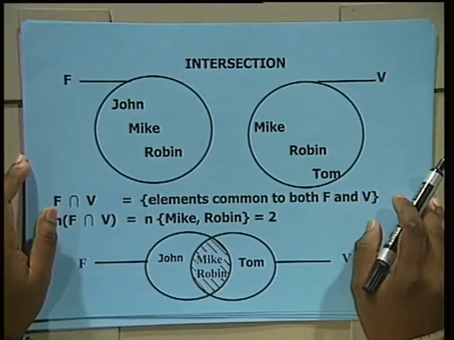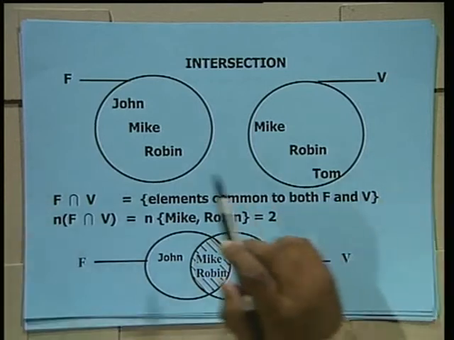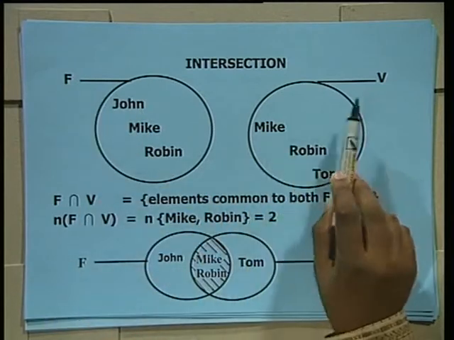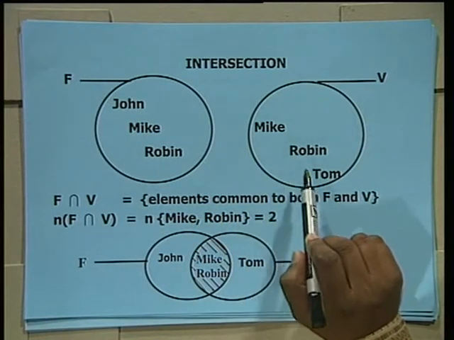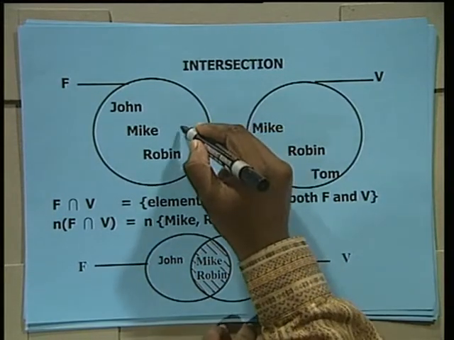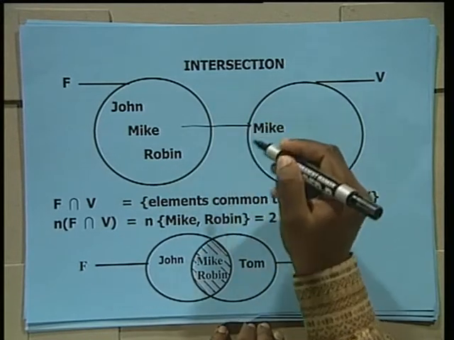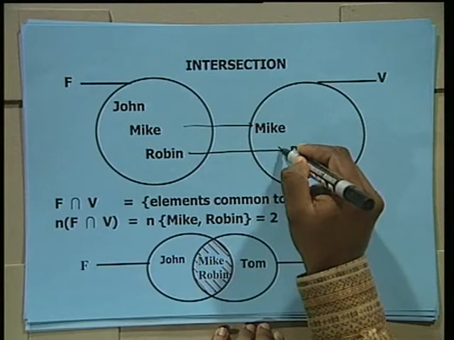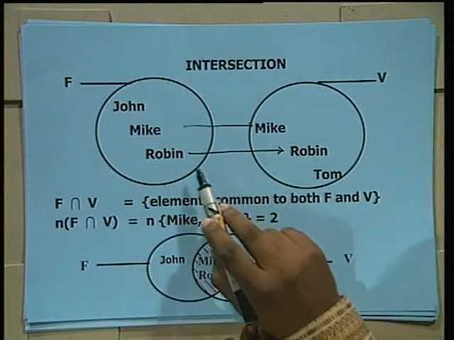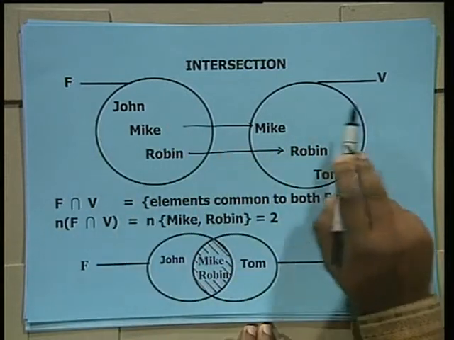Now we are going to look at 2 sets together. That is, we are going to look at the properties of 2 sets. The first property we are going to look at is the intersection. Consider the set F with John, Mike, and Robin playing football, and the set V, Mike, Robin, and Tom playing volleyball. We find that Mike is common to both, and so is Robin. Therefore, we'll say that Mike and Robin are common to both set F and V.